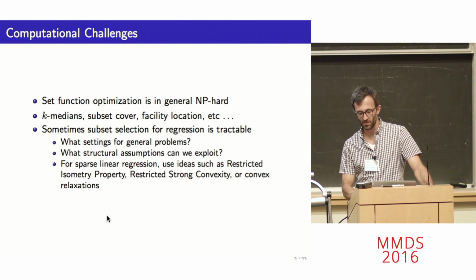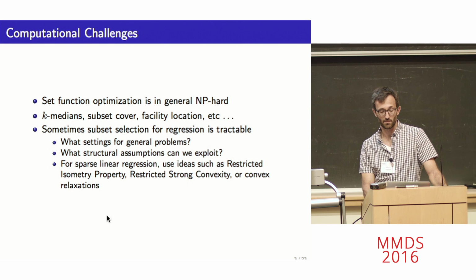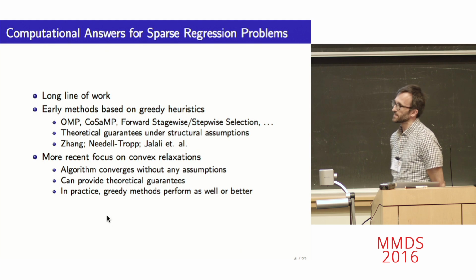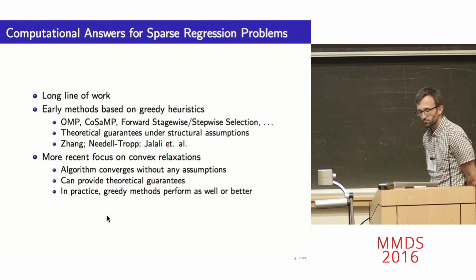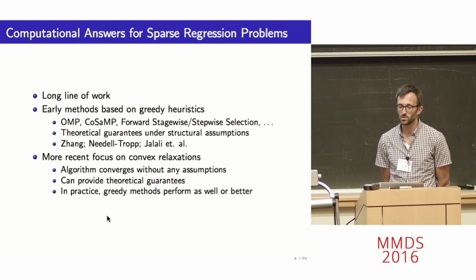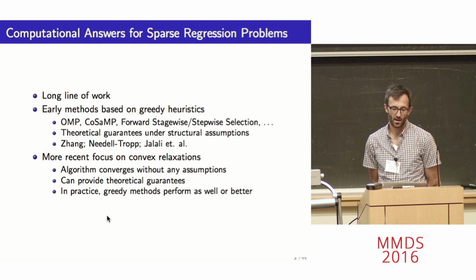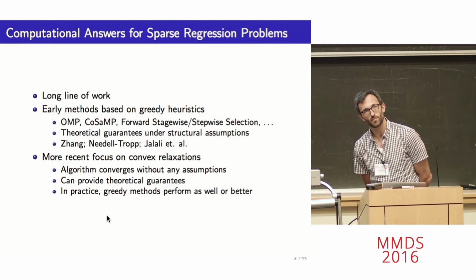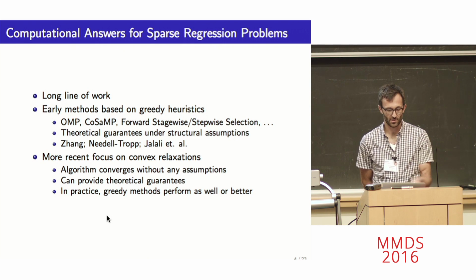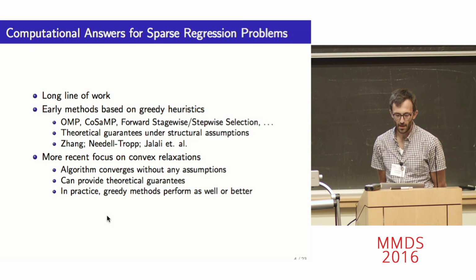Okay, so we know that if these things are present, then we can actually solve these subset selection problems for high dimensional problems. And there's been a huge amount of work studying the statistical aspects of this as well as the algorithmic aspects of this. So on the algorithmic side, people have looked at greedy heuristics, orthogonal matching pursuit, and various adaptations of that. There are various theoretical guarantees that people have obtained using different assumptions, and again, this is just a small subsampling of people that have worked on it.